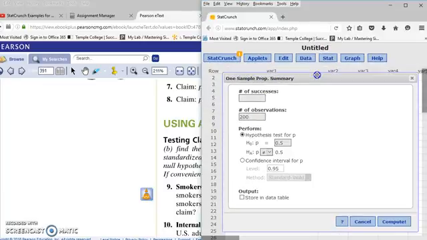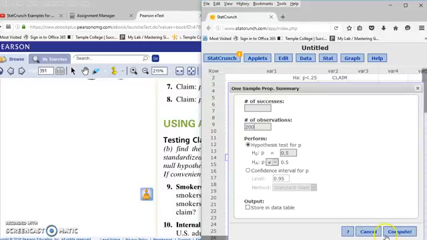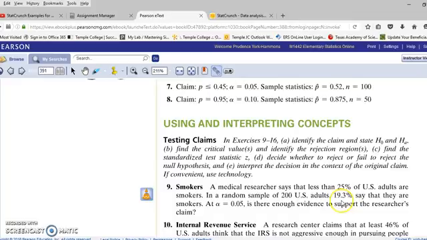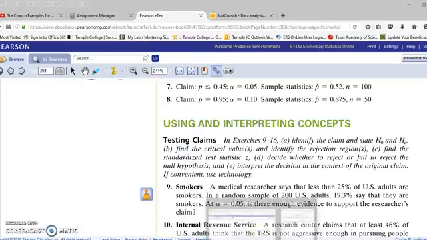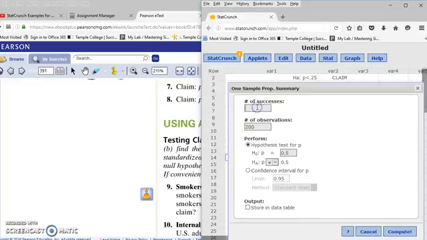But I also know that the percent was 19.3%. So I've got to figure out what is 19.3%. So I'm going to use my calculator, and I'm going to take 0.193, that's 19.3 written as a decimal without the percent sign, and multiply that by 200, and that is 38.6. So that 38.6 is going to get rounded up to 39. So when I go back to my StatCrunch, the number of successes, it was 38.6, but we said we're going to round it to 39.